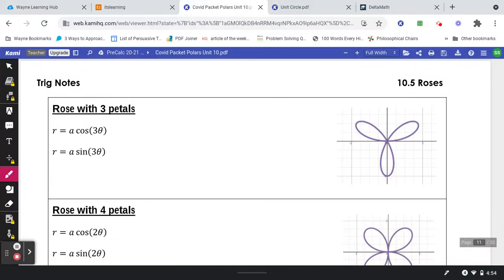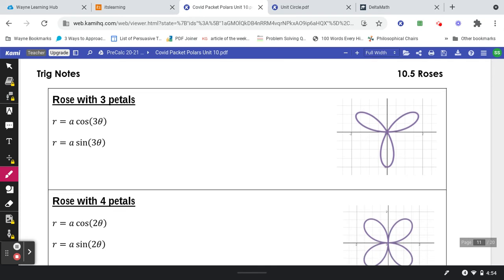These are the 10.5 notes for trig. We're going to talk today about graphing something called roses. So they look like little flowers with different petals, and we're just going to graph two different types.